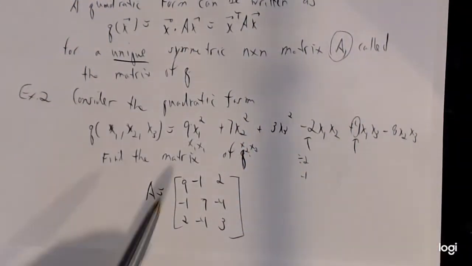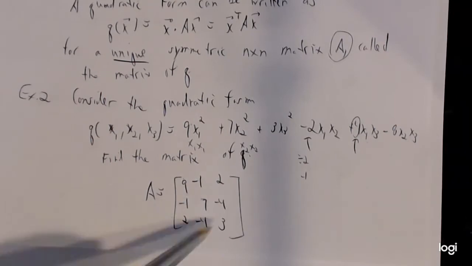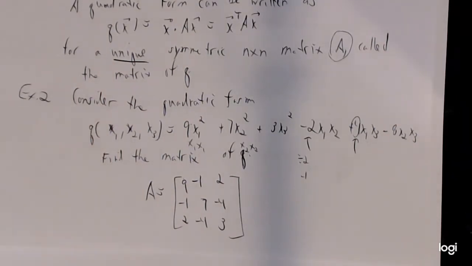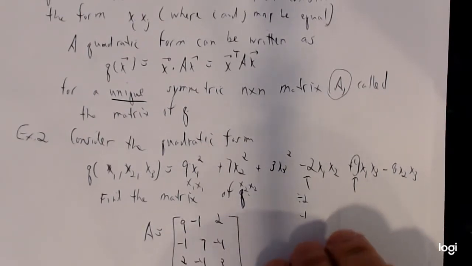And notice how I constructed my matrix. Sure enough, this matrix is symmetric, right? If I take its transpose, I'll get the same thing out of it. So this is a nice, quick way of finding the matrix A of any quadratic form. Hopefully you're okay with this. If there are any questions you have on it, don't hesitate to reach out to me.